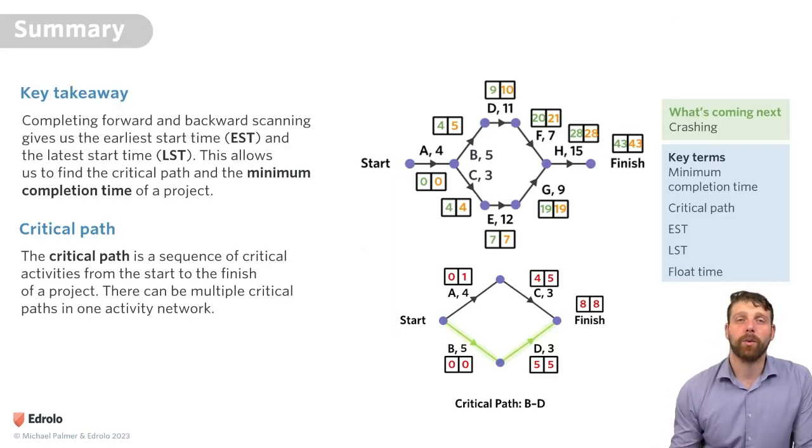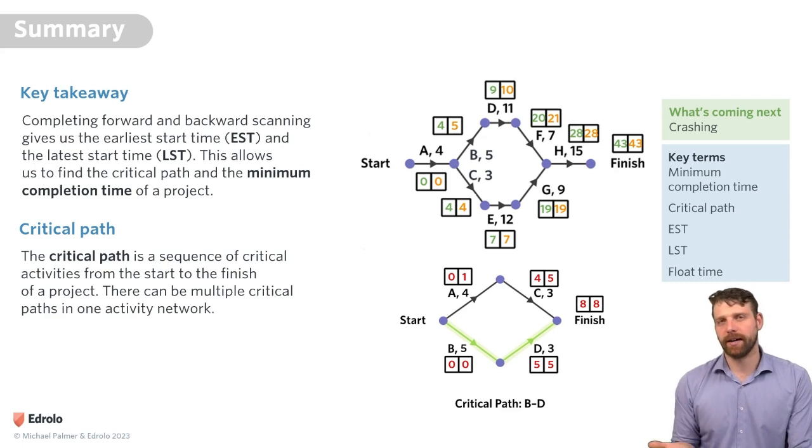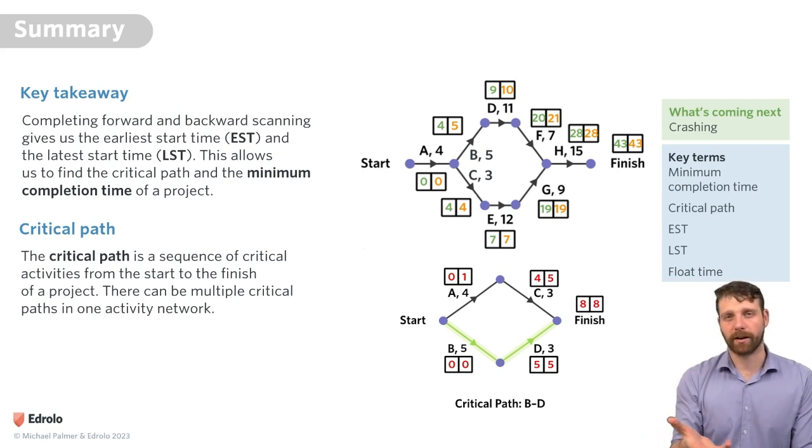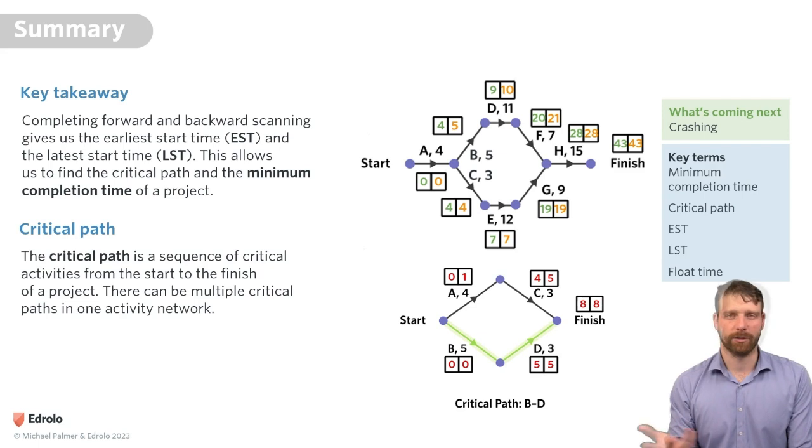Okay, in summary, if you want to find the critical path, you've got to do the EST and the LST first. And if you want to find any float time, do the LST minus the EST. So that's a big concept for today. Next lesson, we're looking at crashing, which is if we speed up one of those activities, how much faster does that make the project? And also, if that costs us money, what's the cheapest way to speed up a project? So let's look at that in the next lesson.